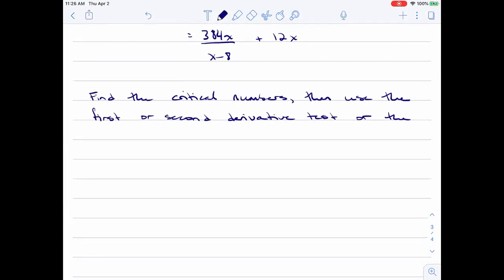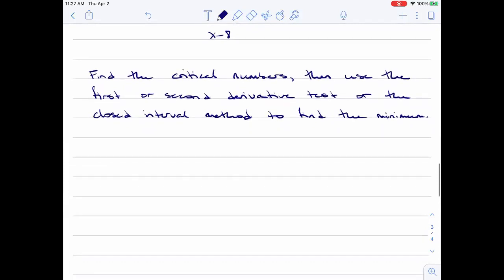But if we don't have a closed interval, then use the first or second derivative test to find the minimum. Boy, I keep changing everything I write here. Minimum.